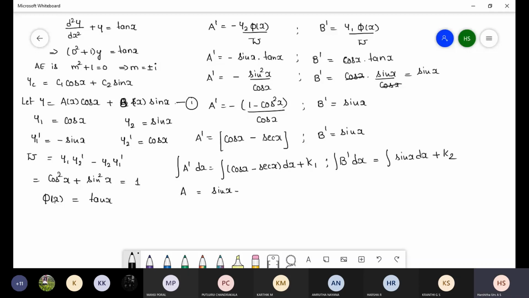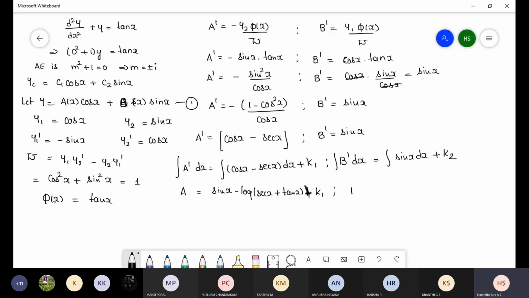Integration of sin x. What is the integration of sin x? Log of secant x plus tan x. You have to remember all the formulas, all the integration formulas. So a is sin x minus log of secant x plus tan x plus k1.